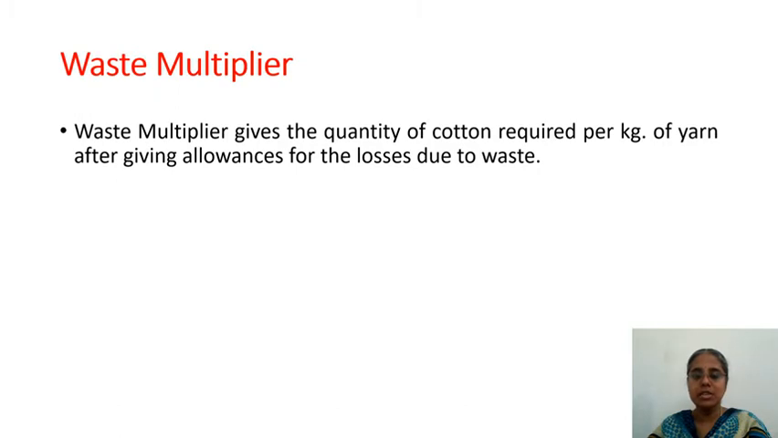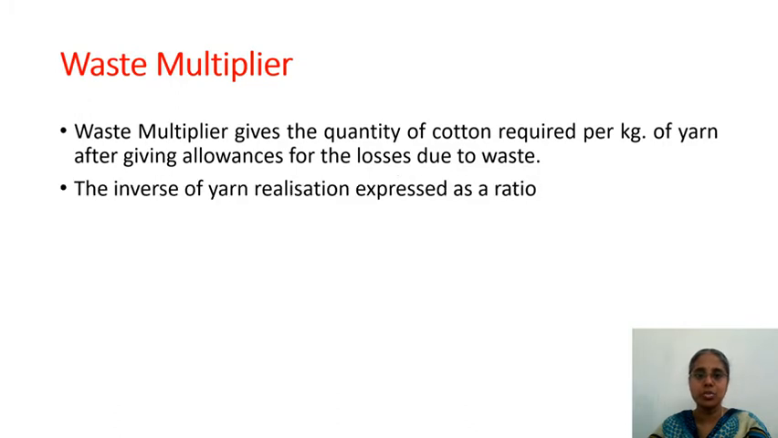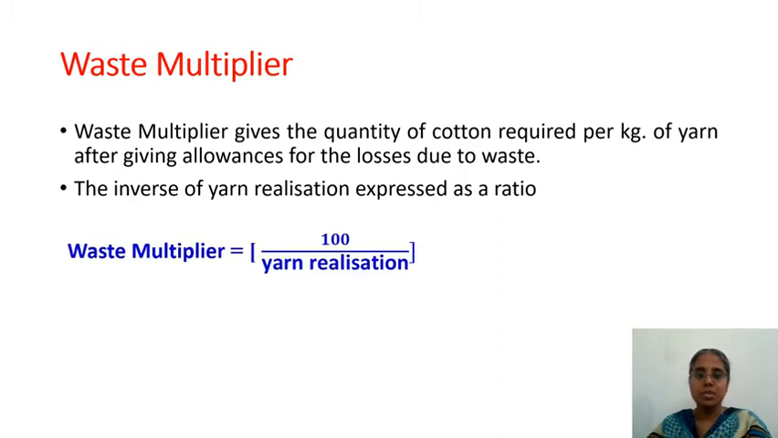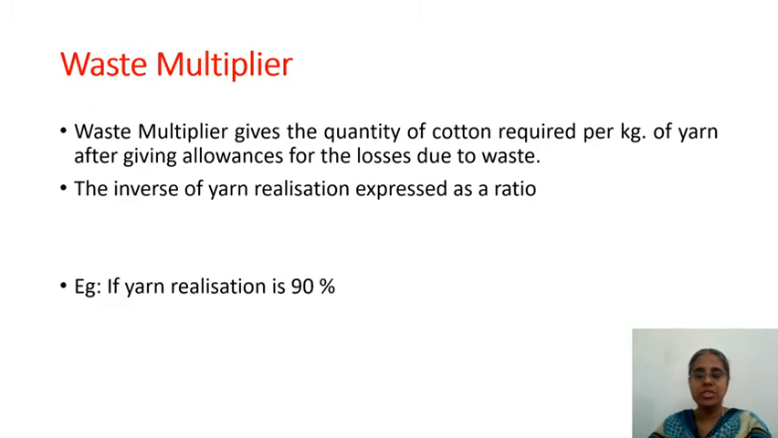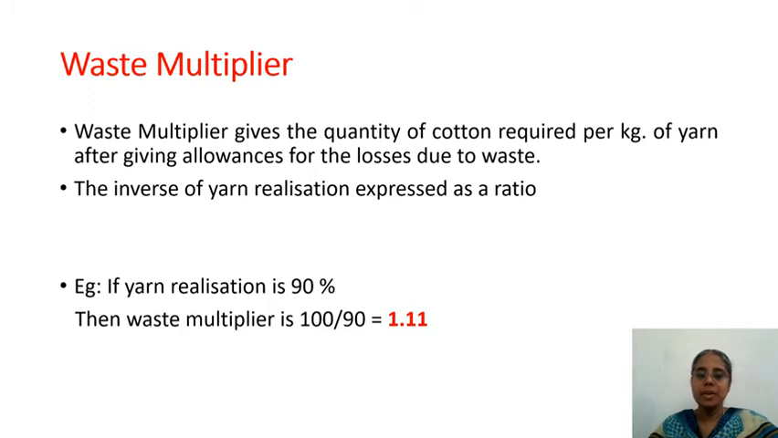So this gives the allowances due to waste that is generated in the various departments for a particular count. It is usually the inverse of yarn realization, and usually expressed as a ratio. So waste multiplier is equal to 100 divided by yarn realization. Example, if we have yarn realization of 90 percentage, then the waste multiplier is 100 divided by 90, which is 1.11. So simply, if we need to produce 90 kgs, 90 into 1.11, you will get 100. That is the input material that you have to put inside the mixing.